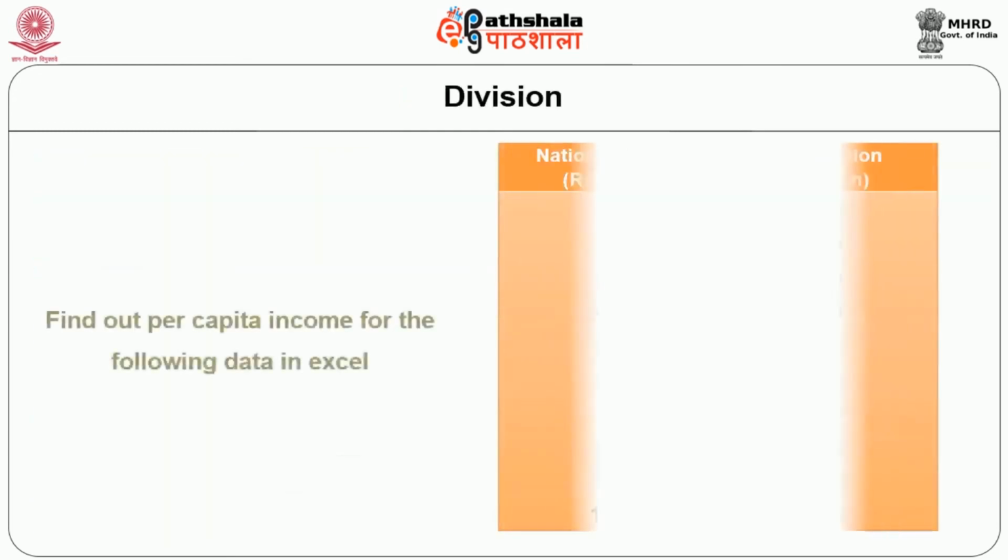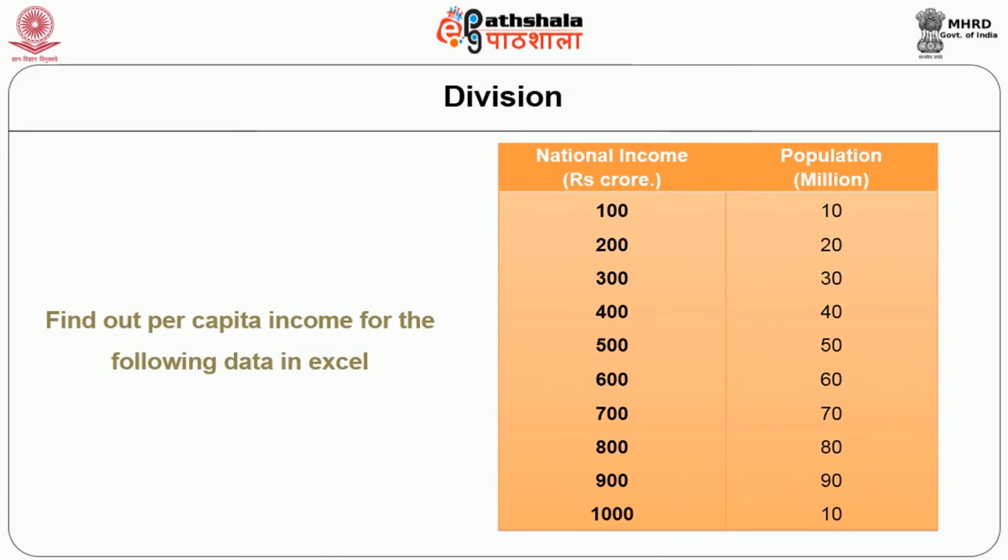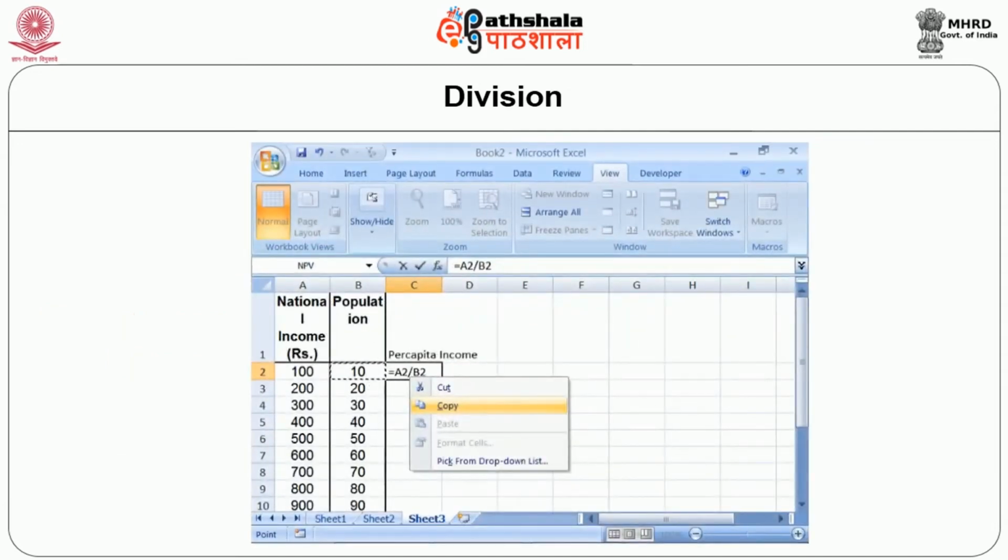Then division. Find out the per capita income for the following data in Excel. Procedure: open the Excel sheet, enter the title national income in cell A1 and values from A2 to A11. Enter the population in B1 and enter the values B2 to B11.